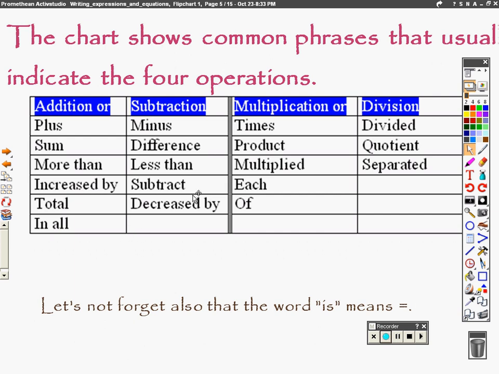Next, we have subtraction. The subtraction keywords are minus, difference, less than, subtract, decrease by. Our multiplication words are times, product, multiplied, each, and of. And finally, division. Divided, quotient, separated. Don't forget that the word is means equal.